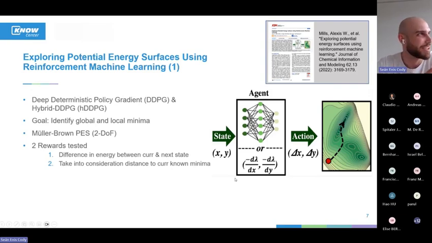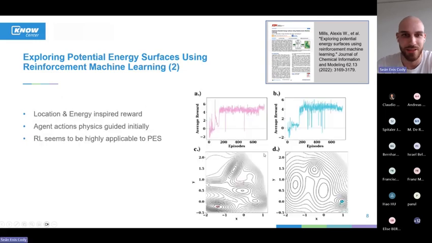Or I think maybe was it state transitions? I'm not sure. For the hybrid DDPG, the big difference is that when the agent took bad steps, so got a bad reward after I think 3 or 5 steps, I'm not sure on the exact value they used in the end, then instead of taking a random action, they gave it the action to move into the negative energy direction, which is what you can see here on the bottom. What they found is that the location energy inspired reward performed much better, and also that guiding the actors through physics allowed it to converge much faster.